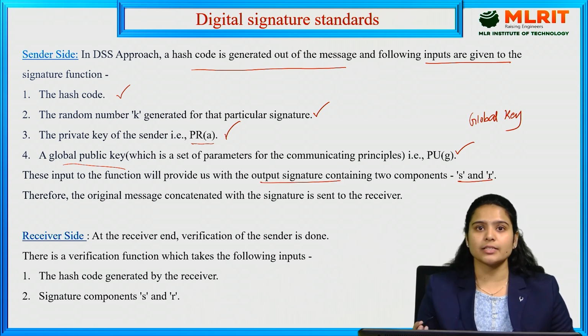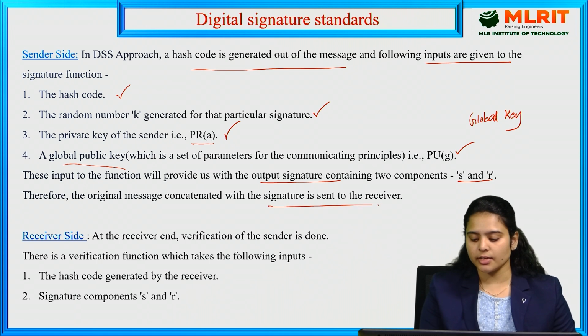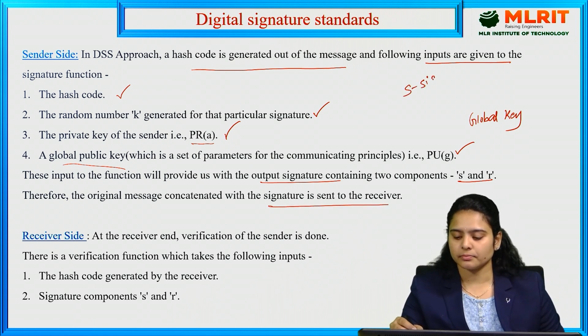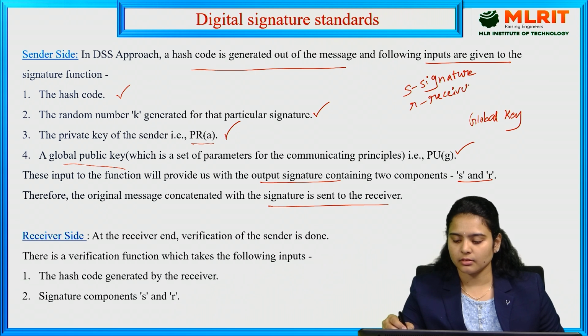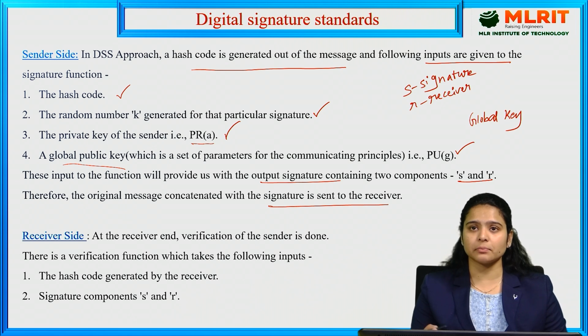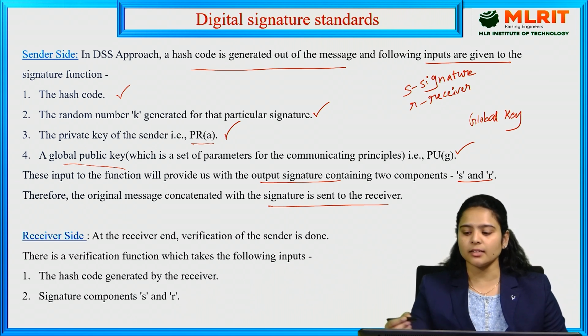So what are S and R? The signature is sent to the receiver. S is nothing but the signature and R is nothing but the receiver. So basically the original message should be concatenated with both of these two, the signature and the receiver.